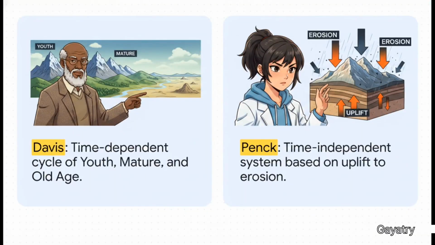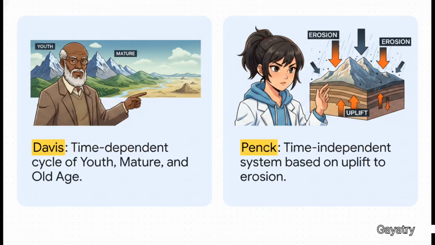This realization sparked a truly fascinating academic debate about how landscapes age. On one side, we have W.M. Davis. He argued for a really predictable, time-dependent cycle of erosion. Just like a person, he said a landscape goes through a youth stage with sharp, jagged mountains, a mature stage of softening, rolling slopes, and an old age stage where it's just worn down to a flat plain.